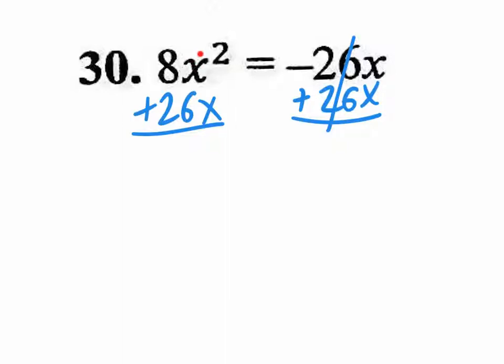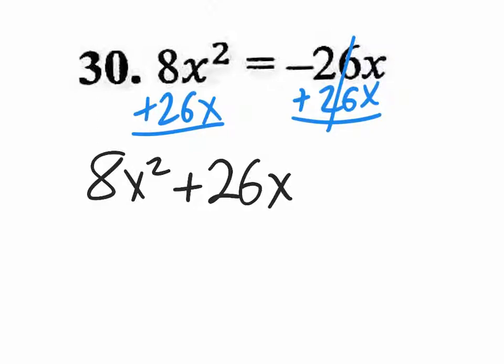Now, could we actually add x squares and x's? No. Why not? They're not like terms, right? So I can't really say a plus 26 is 34. You're just going to rewrite it. So let's rewrite it. You're going to have an 8x squared plus 26x. And now on the right side of the equal sign, it really is 0 because those guys canceled out. So now we have an equation that's set equal to 0. And now we could start thinking about zero product property. But then again, you need it to be multiplication, not addition.